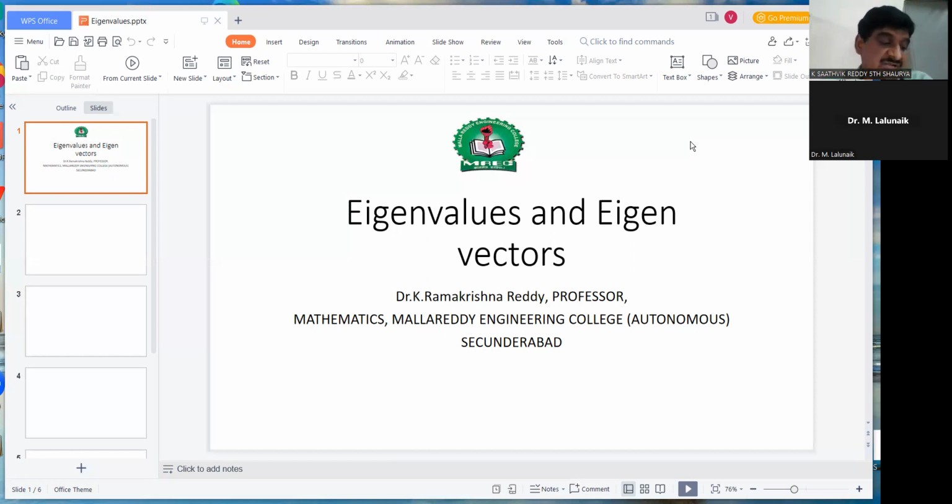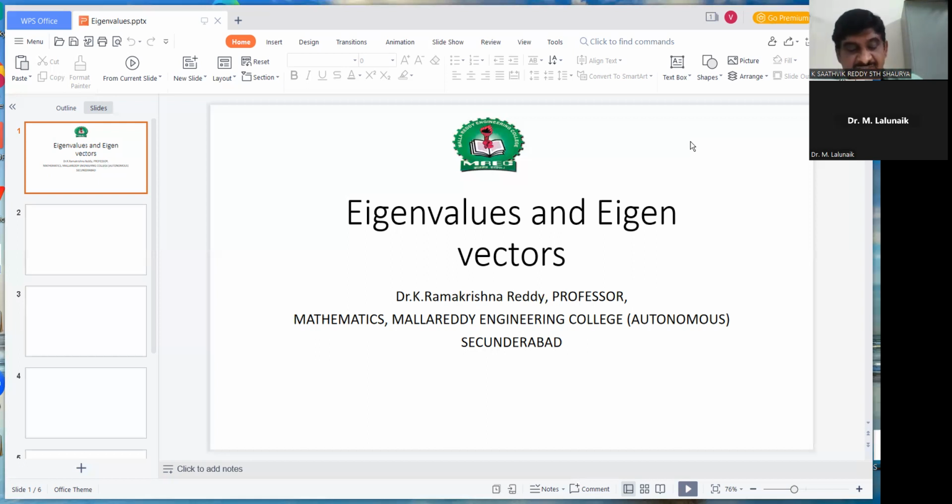Since x is an eigenvector of A corresponding to lambda, you can write Ax equal to lambda x. Then multiply this equation on both sides by a non-zero scalar k. It can be written as A into kx is equal to lambda into kx, which proves the result. So lambda is an eigenvalue of A, and kx is also an eigenvector of A corresponding to the eigenvalue lambda. This is one of the properties.